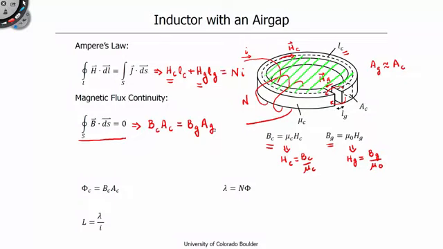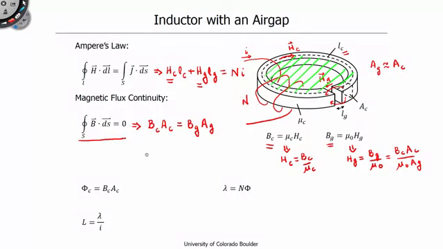From our magnetic flux continuity expression, we have that BG can be expressed in terms of BC, AC, and AG, and I can use that to write HG also in terms of BC, which will become BC times AC over mu naught AG. Now I have HG in terms of BC as well as HC in terms of BC, and I can substitute these back into Ampere's law and get an expression which only has one unknown, and that is BC. Let's do that.